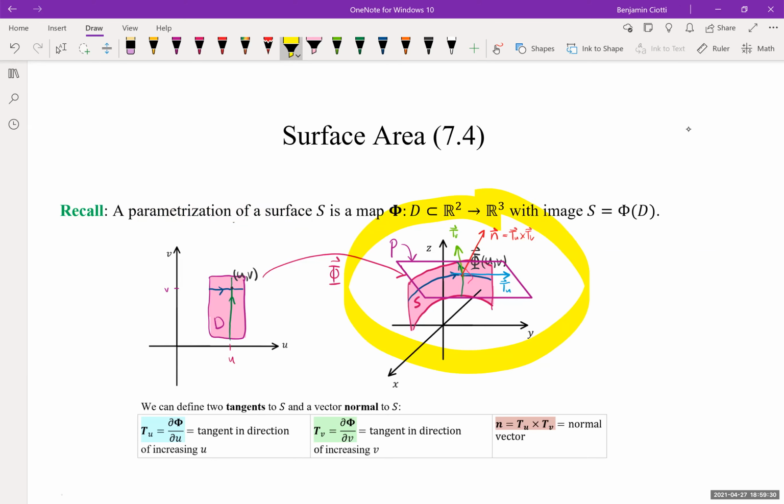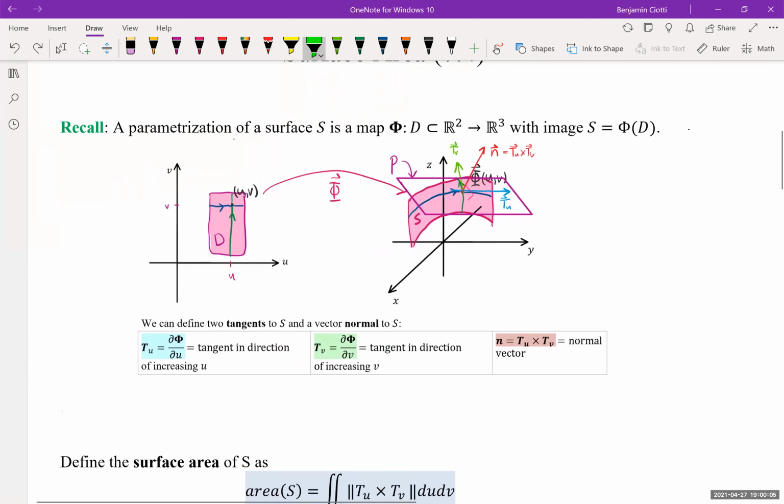And this was the picture that we drew for such a map. And I pointed out a few important components, namely the two tangent vectors, T sub u and T sub v. And also, once we have the two tangent vectors, Tu and Tv, we can then take their cross product to get the normal vector to the plane, which we sometimes just call n. Okay, so that's all review from last time, and that's the setup for what comes next, which is surface area.